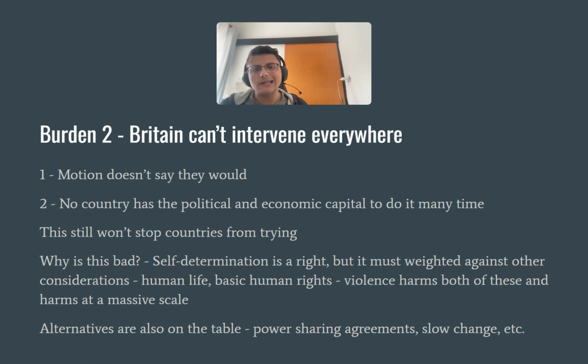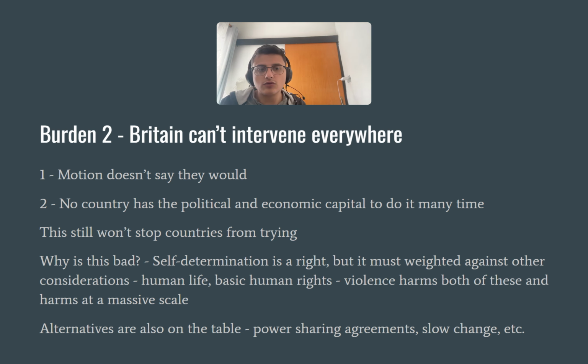So basically, why is this bad? Self-determination is a right, but it also must be weighed against other considerations. So human life, and basic human rights, like for example sanitation, water, electricity, food, and things like that. Violence and warfare harm both of these things, and they harm them on a massive scale. It's fairly intuitive, we don't really have to explain it that much.